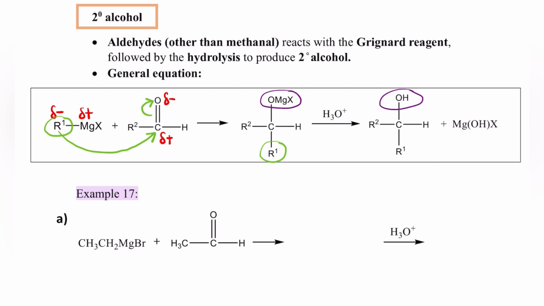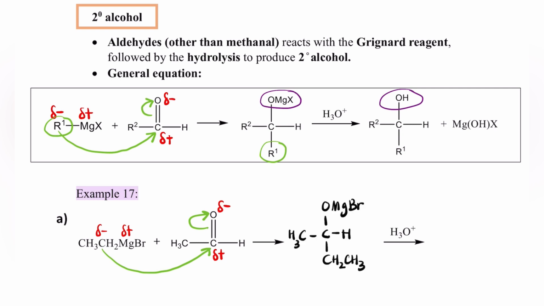So let's try example 17. Basically saya hanya gunakan example Grignard reagent yang sama dengan example 16. Cuma yang berbeza adalah saya tukar saya punya aldehyde dekat sini. So konsep masih lagi sama. Kita akan identify siapa electropositif, siapa electronegatif. And then awak akan attack daripada this carbon dan double bond akan beri kepada oksigen. So awak akan dapat structure awak like this one. And then kita akan hydrolyze OMgBr menjadi OH.